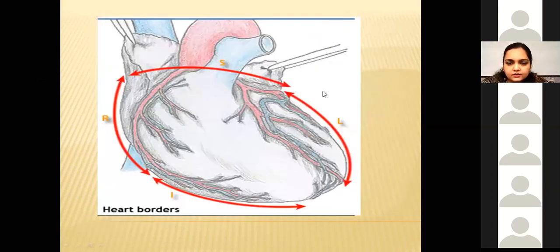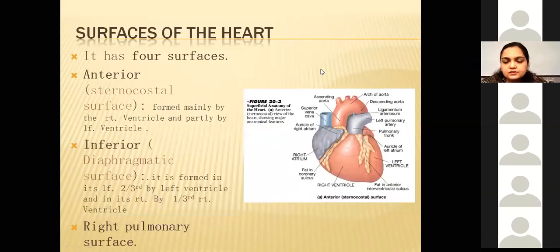This whole heart is trapezoid in shape, having borders and surfaces: anterior surface, base and the inferior surface, right pulmonary surface and the left pulmonary surface. The right pulmonary surface is formed by the same structures that form the right border, and the left pulmonary surface by the same structures that form the left border. The anterior surface, also termed the sternocostal surface, is formed mainly by the right ventricle. This is the anterior surface of the heart.